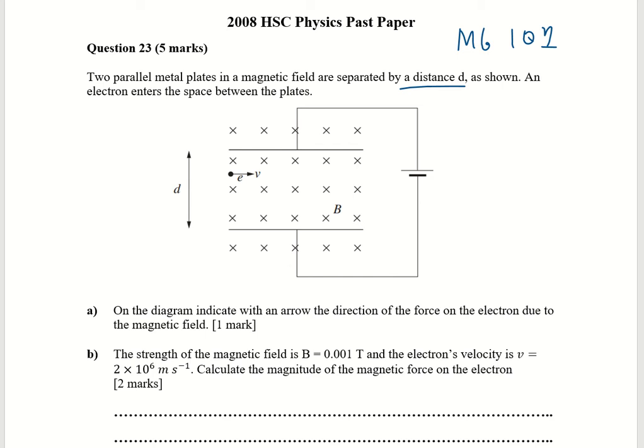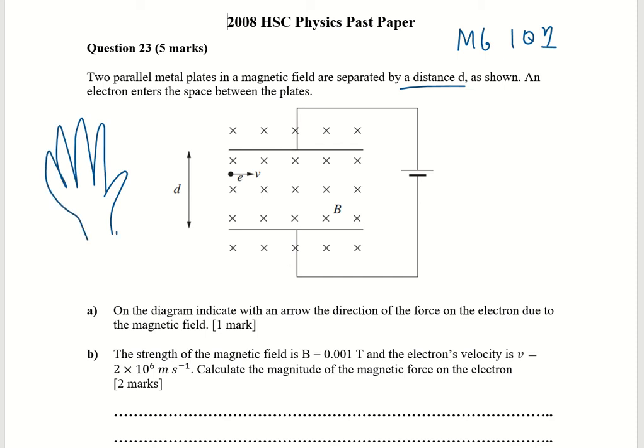An electron enters the space between the plates. In question A, it says, on the diagram, indicate with an arrow the direction of the force on the electron due to the magnetic field. Okay, so in this case, I'm going to use the left-hand rule, or what they call the Fermi Rule.